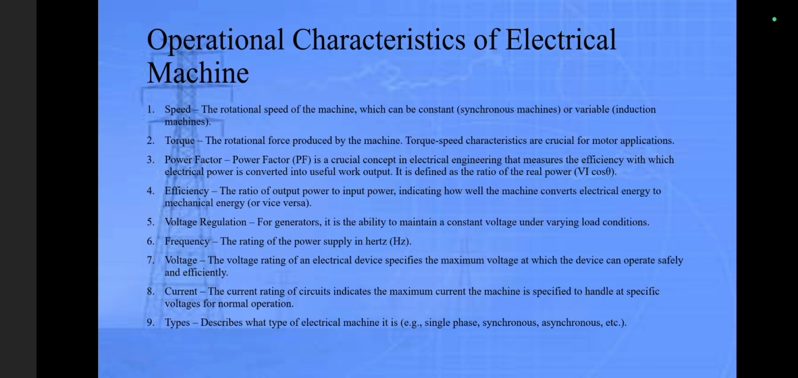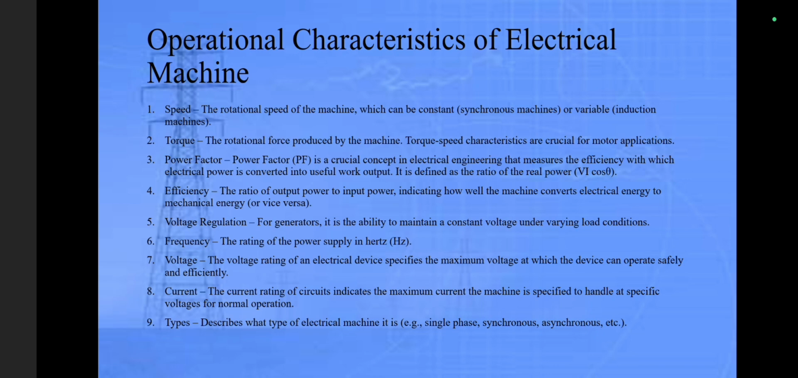Fourth, efficiency. The ratio of output power to input power, indicating how well the machine converts electrical energy to mechanical energy or vice versa. Fifth, voltage regulation. For generators, it is the ability to maintain a constant voltage under varying load conditions. Sixth, frequency. The rating of the power supply in Hertz.